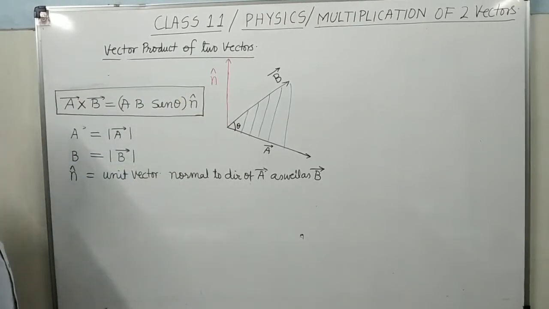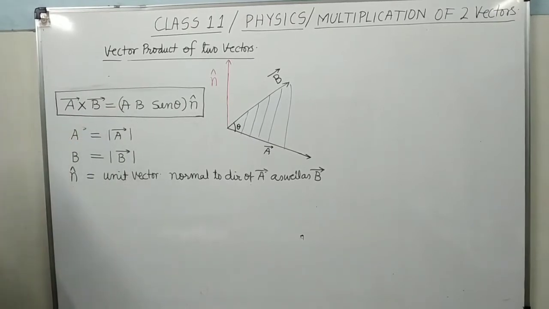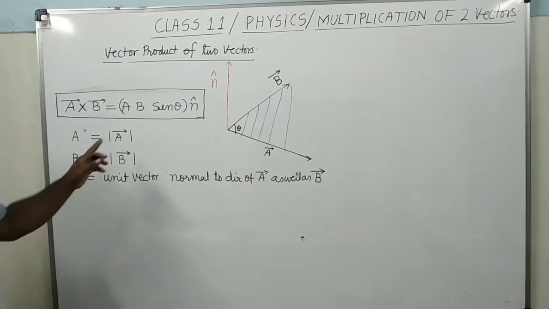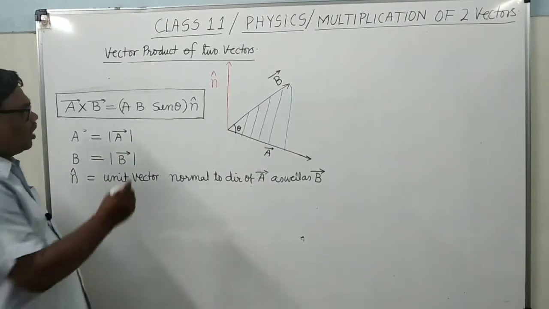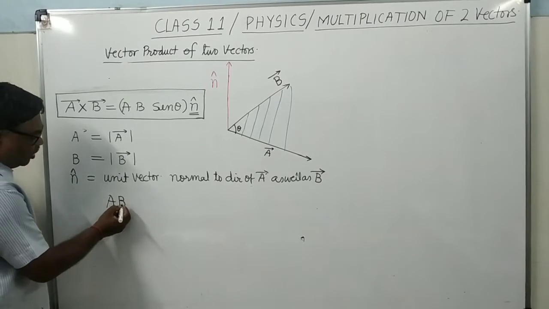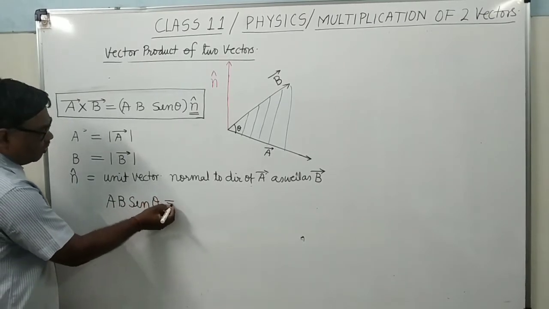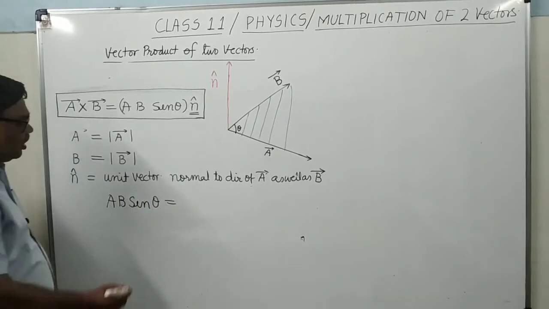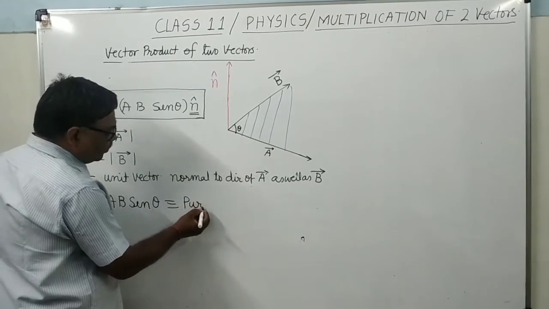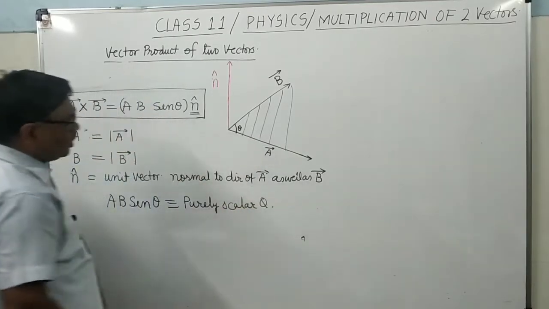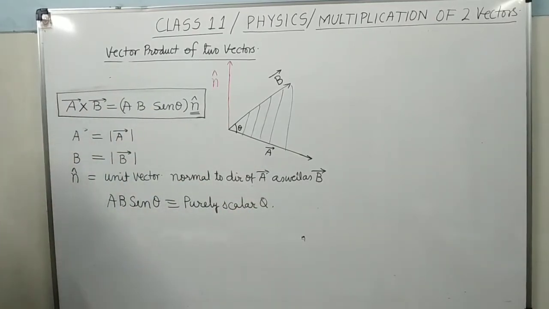Into unit vector n. What is A? A is the magnitude of vector A. B is the magnitude of vector B. What is theta? Theta is the angle between both the vectors. Now what does it mean? If you see here, AB sin theta is purely scalar. Magnitude of vector A, magnitude of vector B, sin theta, it is a numerical value. So it is a purely scalar quantity.